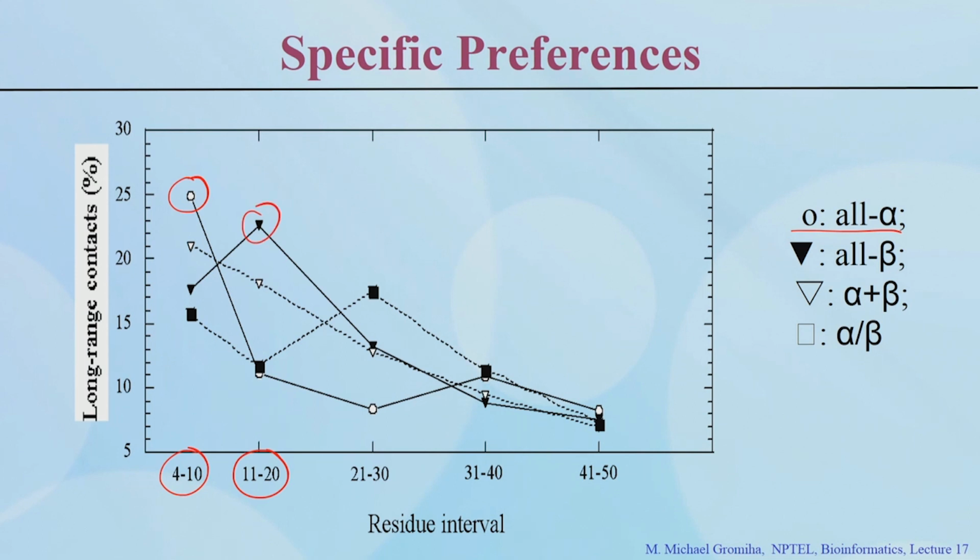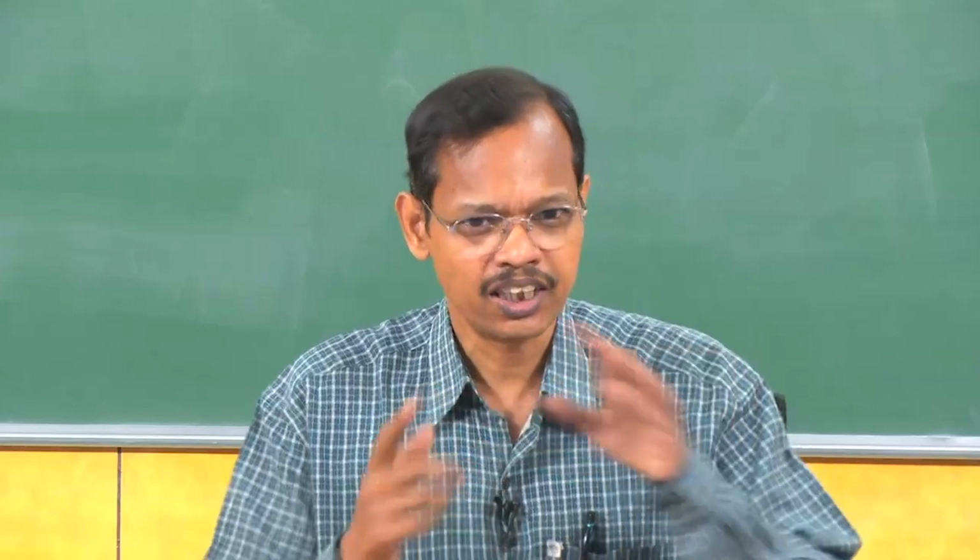But look into alpha plus beta proteins, that is in between. You can see both cases, here is all alpha, here is all beta, and it is in between all alpha and all beta. But look at the alpha by beta proteins. What is the specialty in alpha by beta proteins? Alternated, one alpha, one beta.